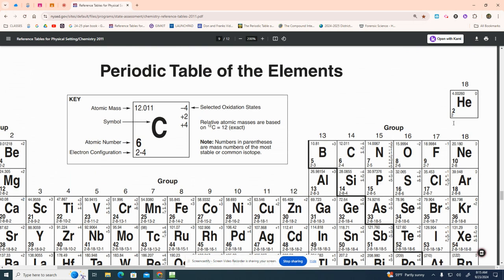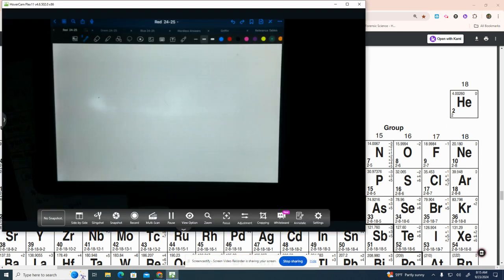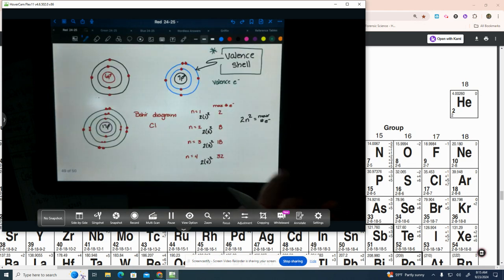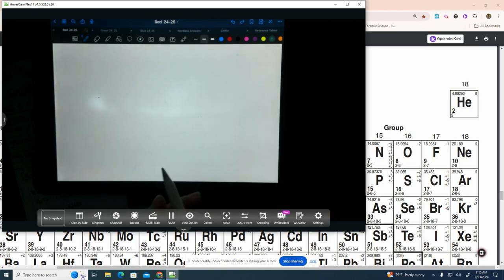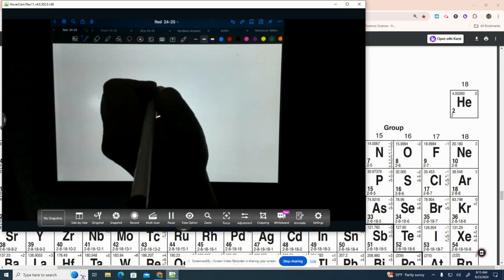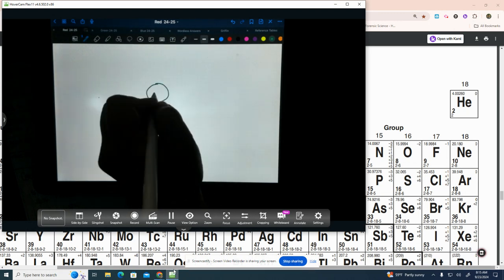Why does helium only have 2 valence electrons where everyone else in his group has 8? Go back to what? This? Yeah, let's draw helium. Okay, so I'm going to draw helium's nucleus. How many protons in helium's nucleus?